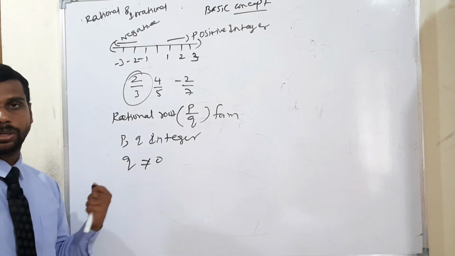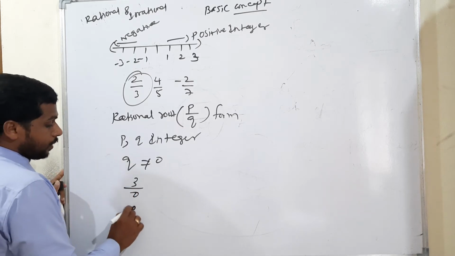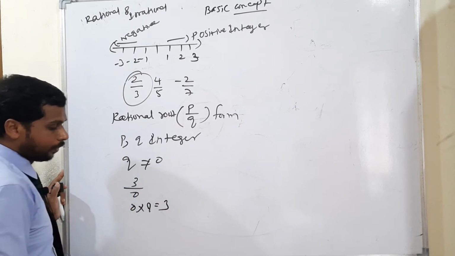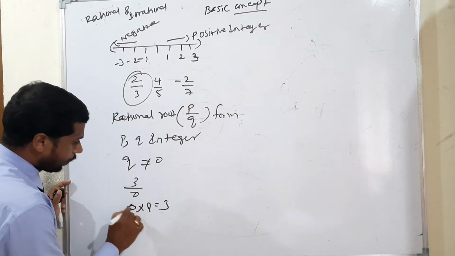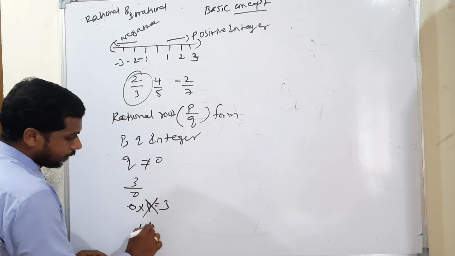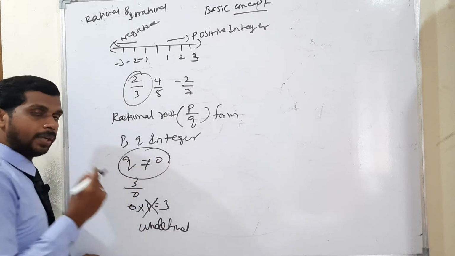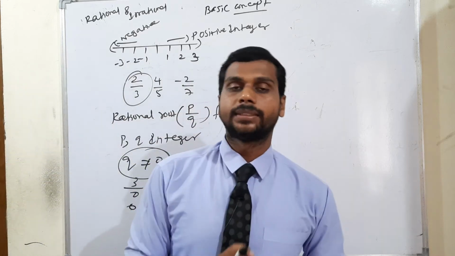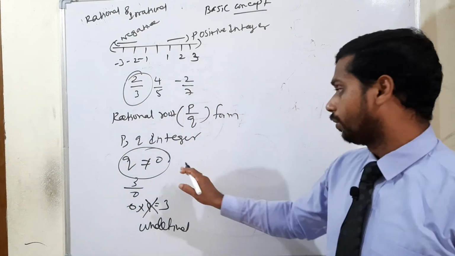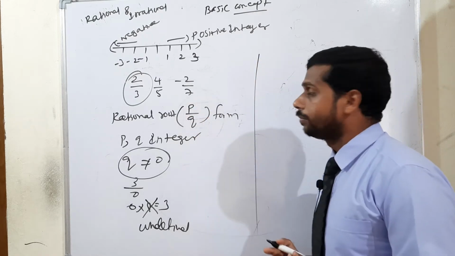Why am I saying Q is not equal to 0? For example, if 3 by 0 is a number, then 0 into what number will be equal to 3? 0 into whatever number will never be equal to 3, so this is not possible. That's why we say this is undefined. So one important condition: P comma Q are integers, but the main condition is that Q does not equal 0. That is the condition for the rational form.